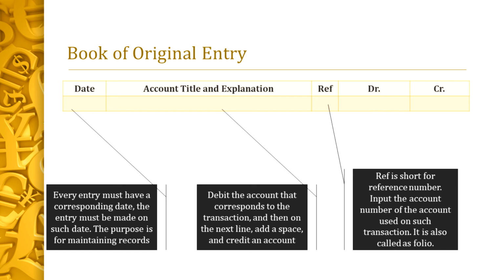Debit the account that corresponds to the transaction, and then on the next line, add a space. For example, cash, add a space, credit, any account. Reference, this is REF, short for reference number or folio. Input the account number of the account used in such transaction. For example, the account number of cash is usually 101. So, if you debit cash, the reference number aligned to that account must be the account number of the cash account. And then DR is short for debit, and CR is short for credit.